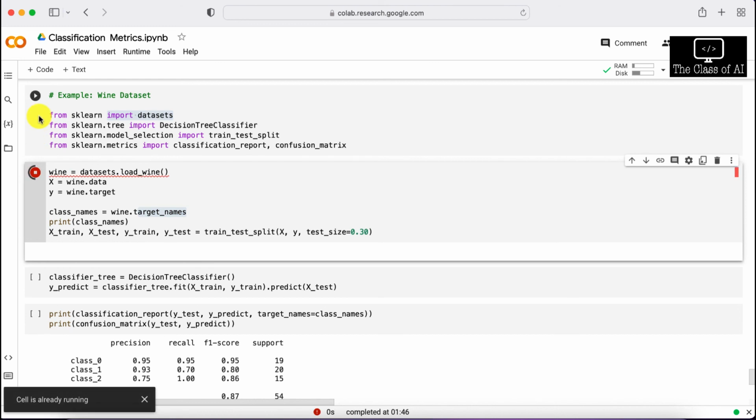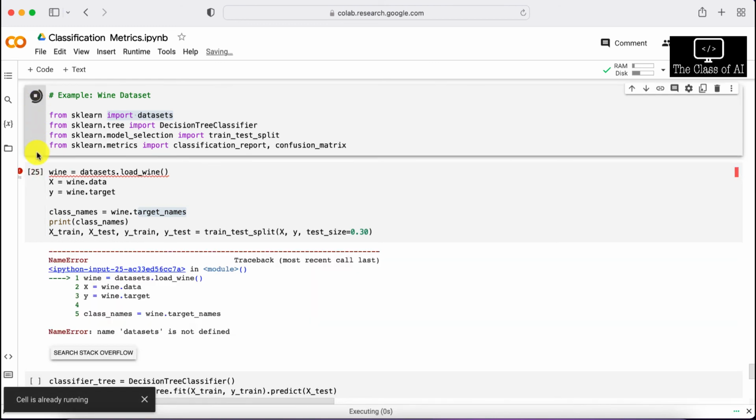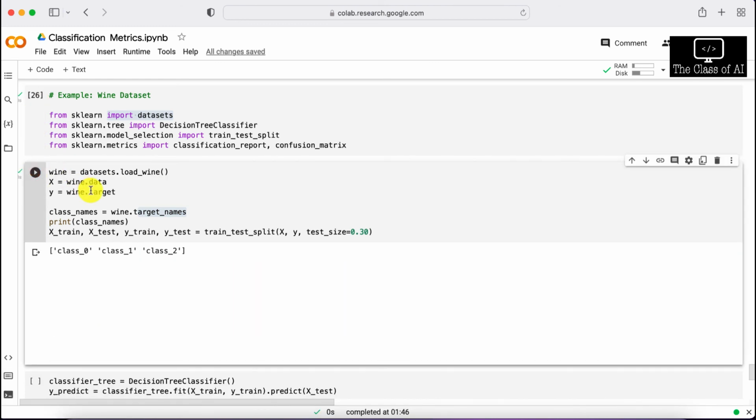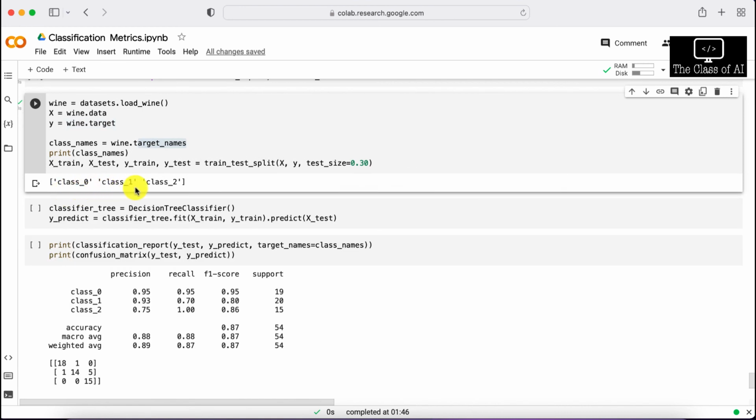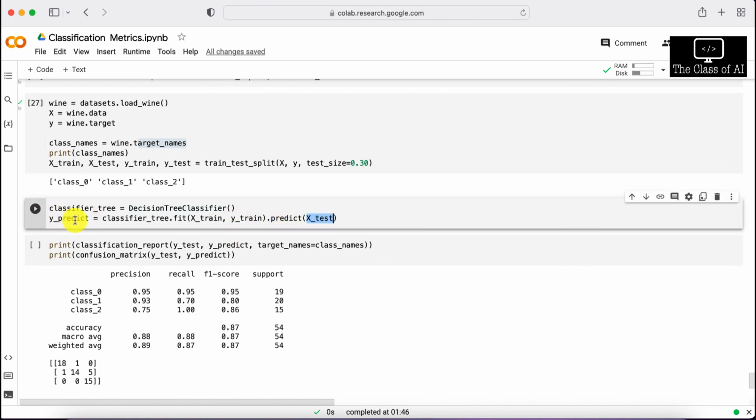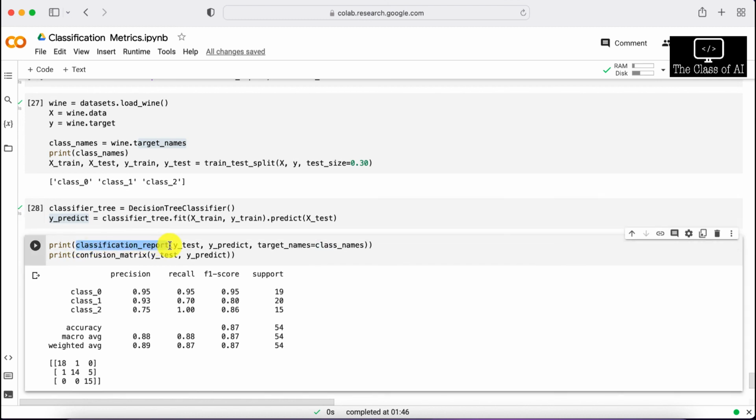I have loaded the data over here. There are 3 different classes, class 0, class 1 and class 2. I have trained a very simple decision tree model, and after training the model, I'm predicting on the test set. I'm getting my results in y_predict. Now I'm trying to print 2 different things. First, my classification report, and second, the confusion matrix.